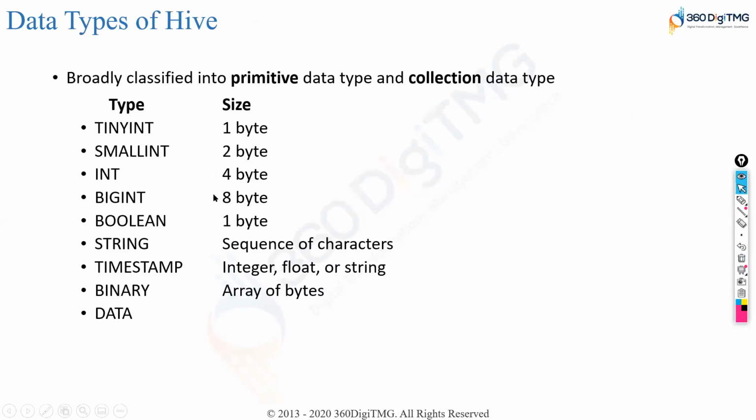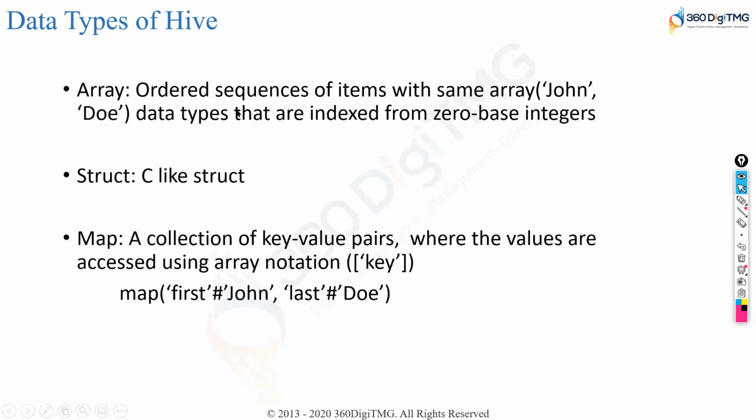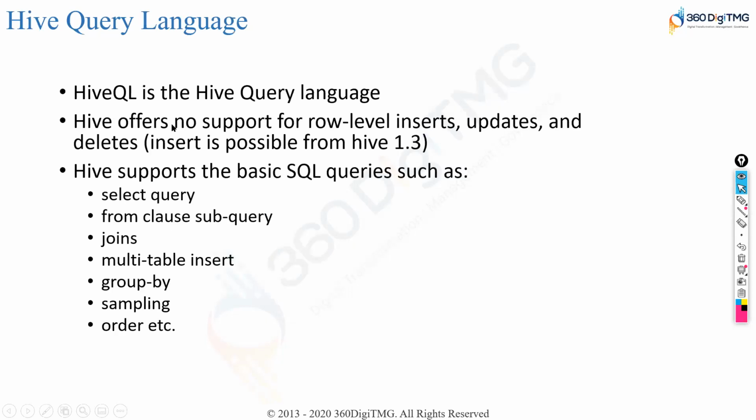Data types are just like your SQL programming data types. We have tiny integer, small integer, integer, big integer, boolean, string, etc. We have arrays, C-like structures, then maps, all those things that you can work on with SQL data. We will be able to do it on Hive also.